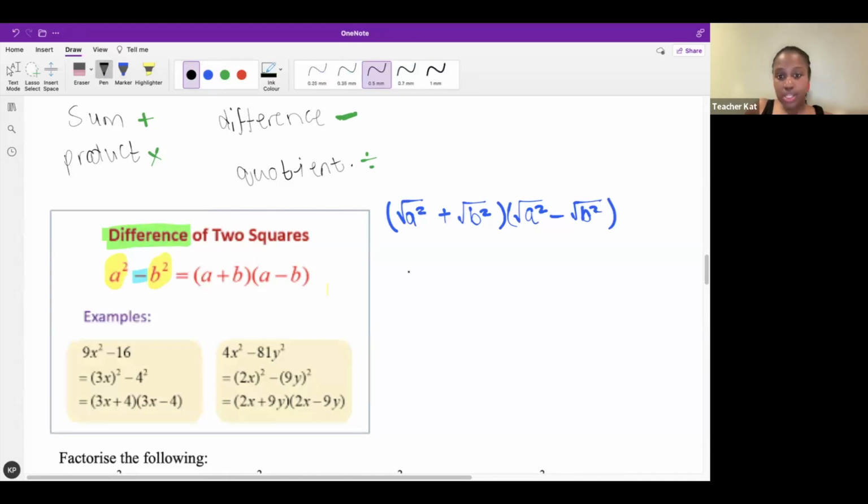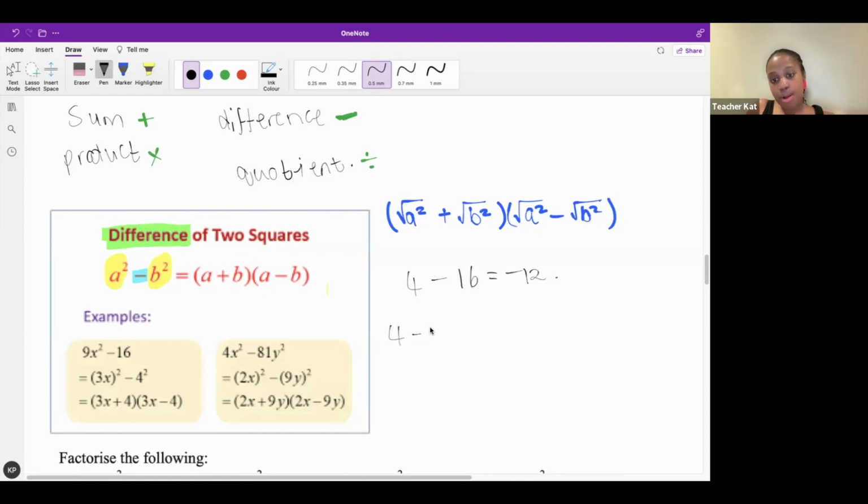Okay, so my example says 9x squared. Actually, I want to start with numbers before we confuse you with variables. If I have 4 minus 16, let's create our two brackets so that I show you that it's the same as subtracting them. Let's start with just subtracting them. What's 4 minus 16? Negative 12.